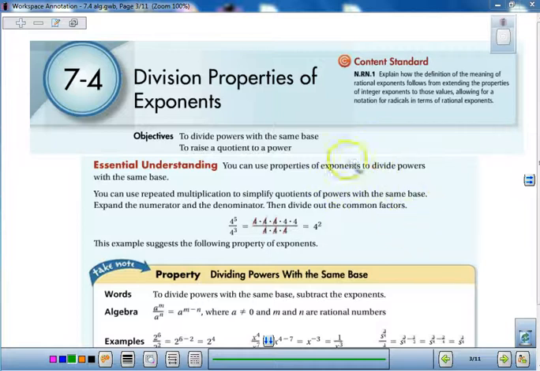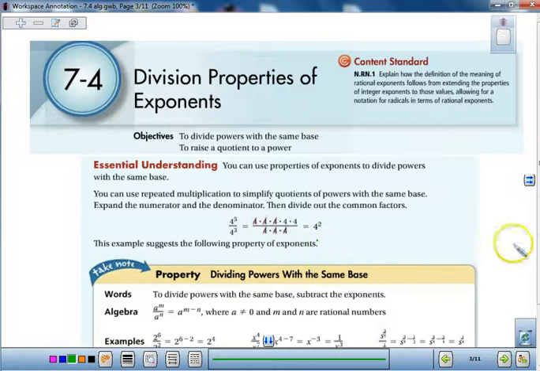As you look at this, the key thing to understand with exponents is dividing powers of the same base. You can use repeated multiplication to simplify quotients of powers with the same base. You expand the numerator and the denominator. So if we have 4 to the 5th divided by 4 to the 3rd, that means I have 5 4s divided by 3 of them. 3 of them are going to cancel out as 1 over 1 and simplify, and I'm left with 4 to the 2nd.